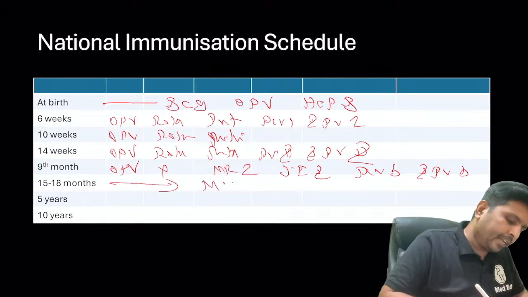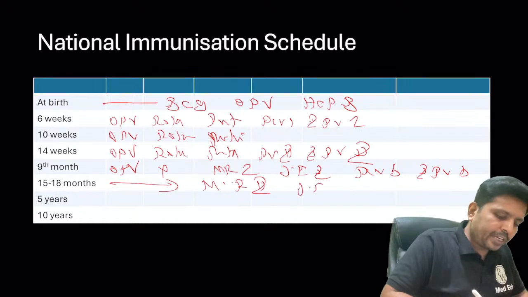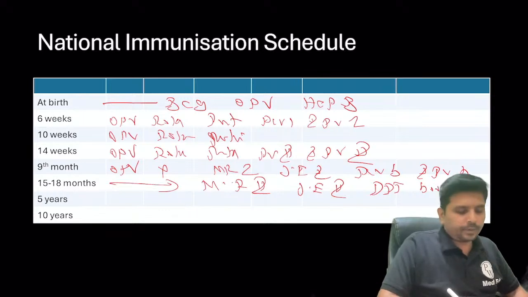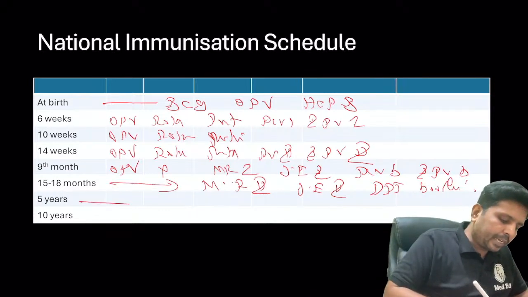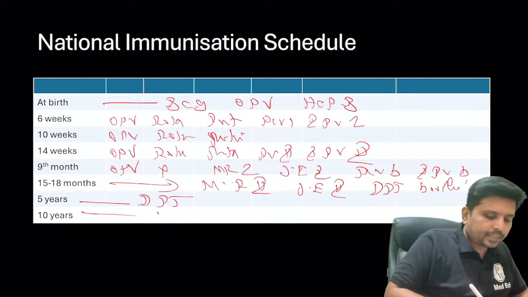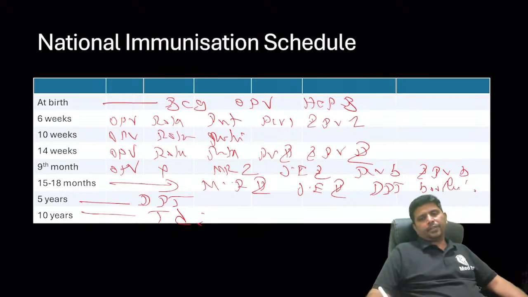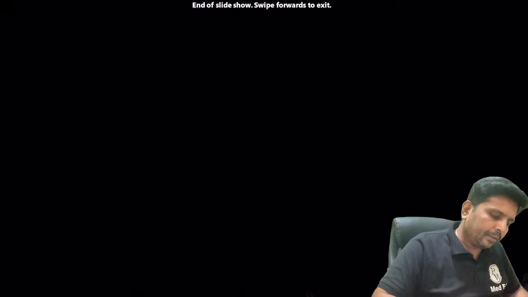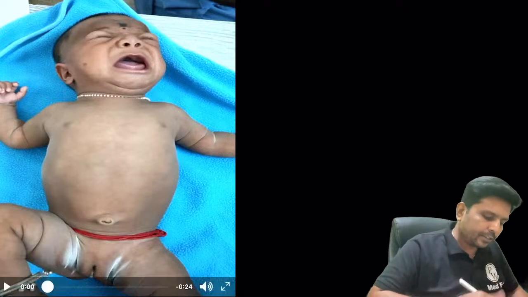MR2, JE2, DPT booster at 15 to 18 months. Booster at 5 years. DPT at 10 years. TD at 10 years. And finally, TD.